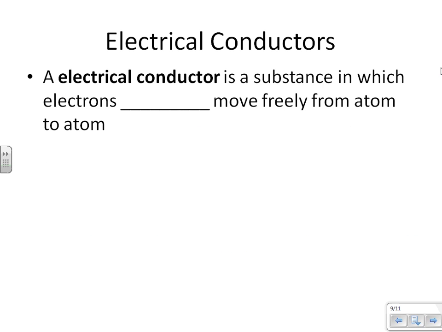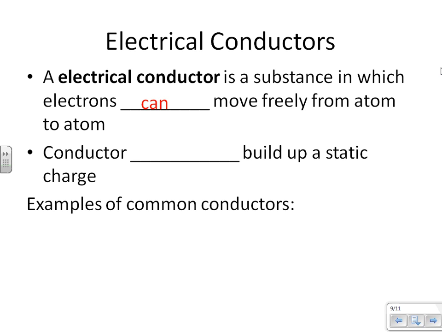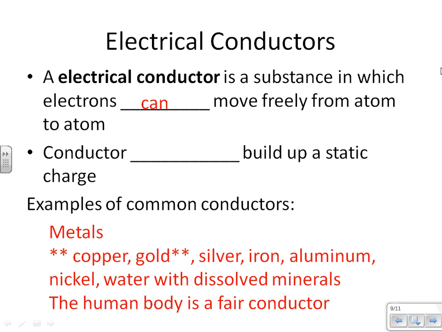Electrical conductors, we already know, are substances where electrons can move freely from atom to atom. And because the electrons move, the conductor will not build up a static charge. And I'll give you a second to copy down some examples of common conductors.